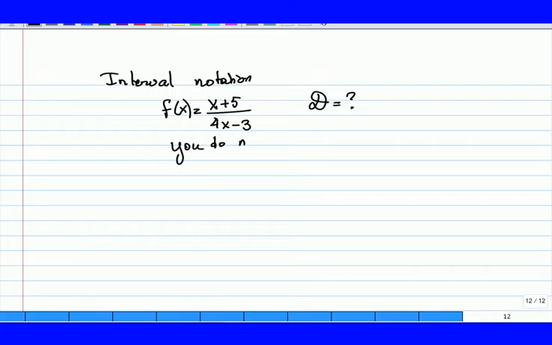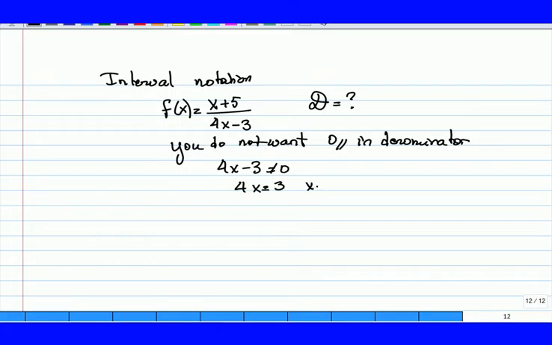You do not want 0 in the denominator. Does that make sense? So you have to say 4x minus 3 cannot be 0. Where is it 0? 4x equals 3, x equals 3/4. Alright? So I do not want x to be 3/4. Everything else is fine. 3/4 is out.